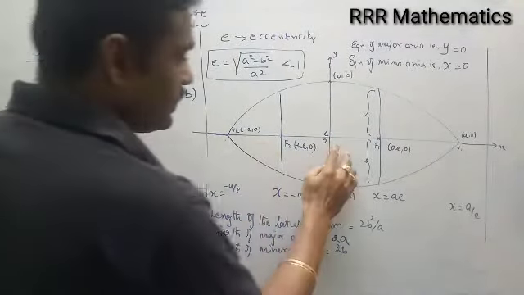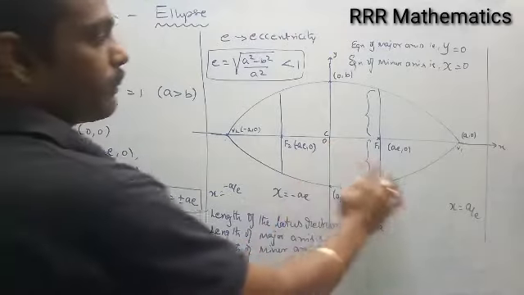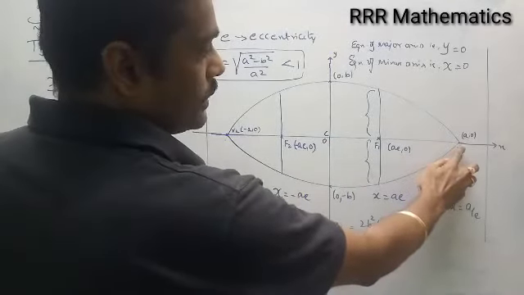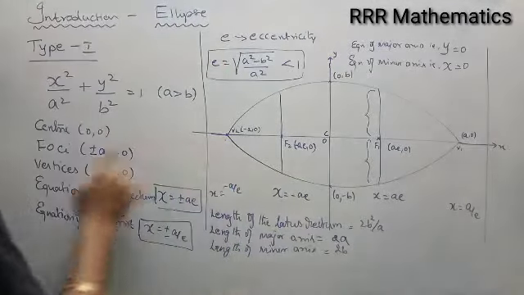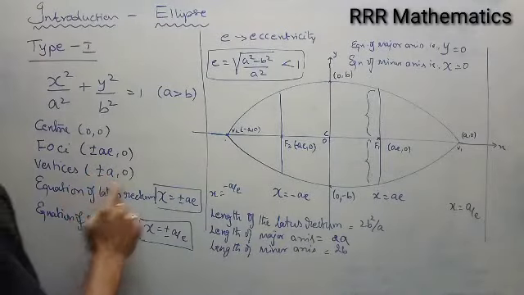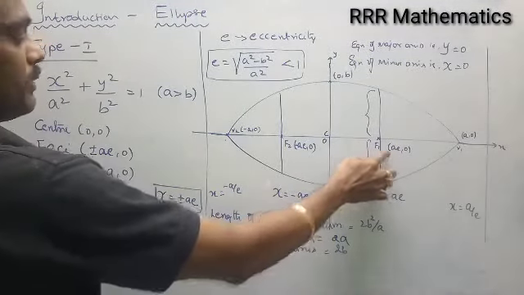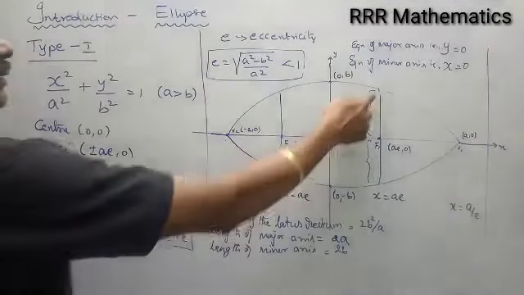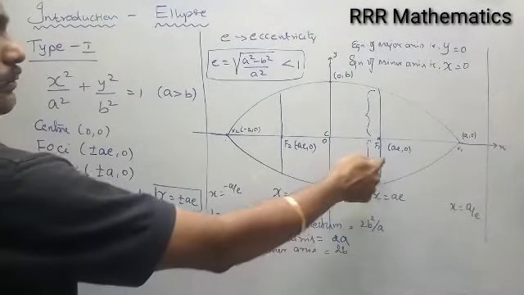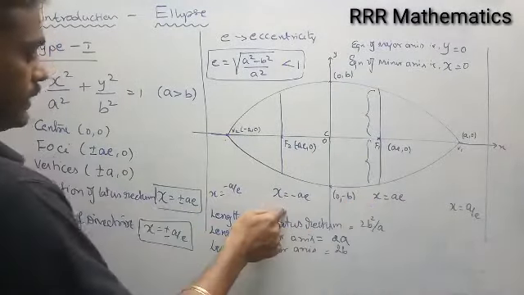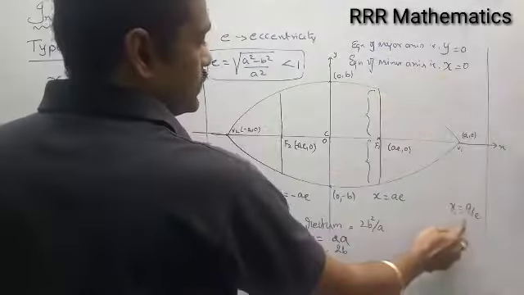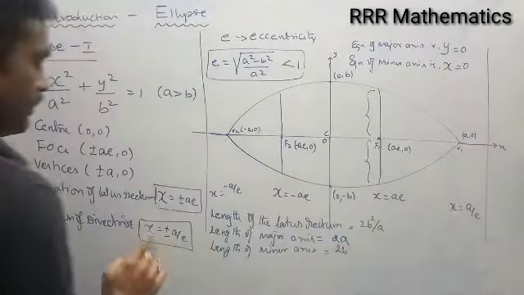In the standard figure, the center is at the origin. Your vertices are plus or minus a comma 0. Foci will be plus or minus ae comma 0. Equation of latus rectum, x equal to plus or minus ae. And equation of directrix, x equal to plus or minus a by e.